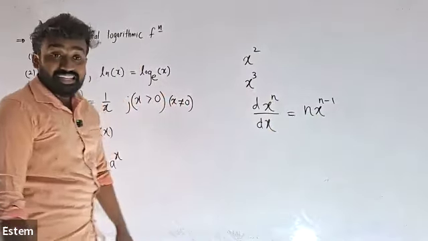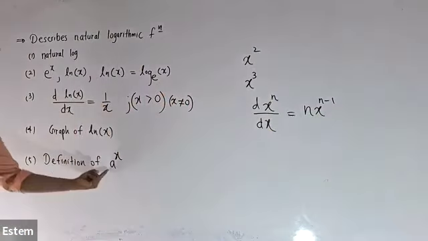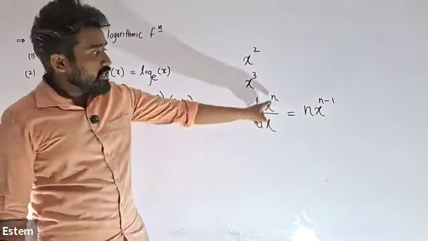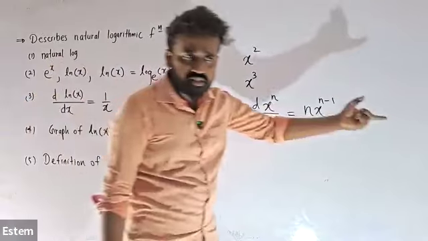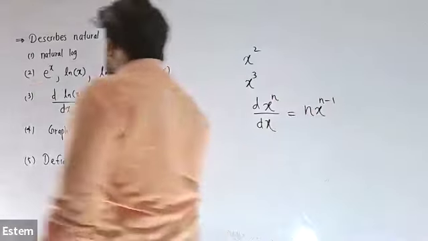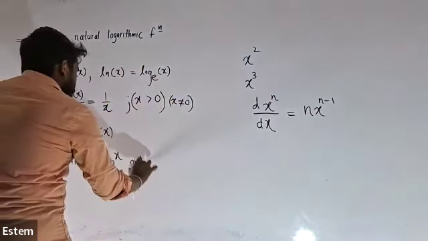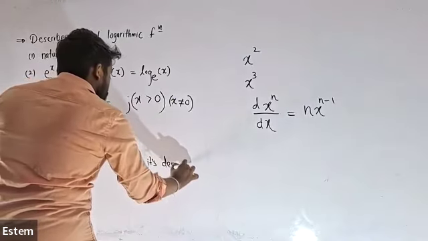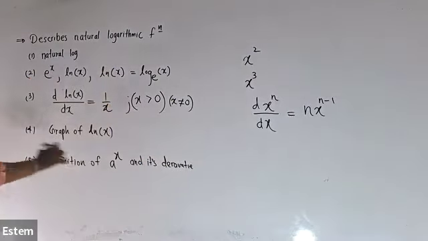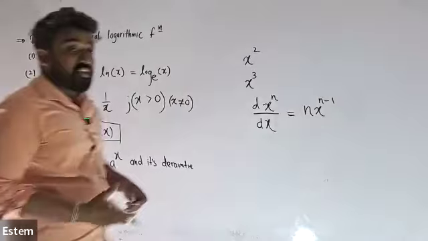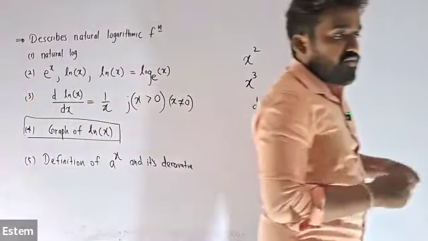Now they are requesting the differentiation and definition of a to the power x. Now x is the power. Now the power is variable. In here the power is not variable, it is just constant. So they are requesting the differentiation of a to the power x and its derivative. So I think today's lesson is this. But I want to confirm whether we did the graph of ln x, not log graphs.